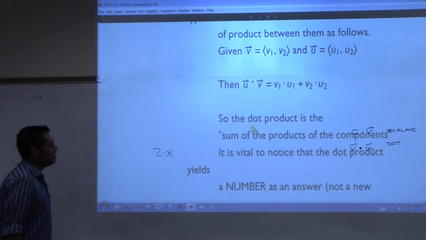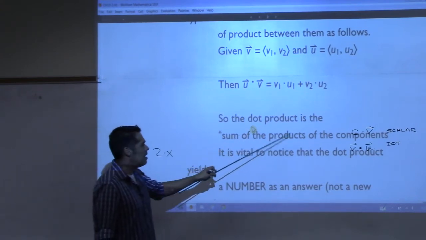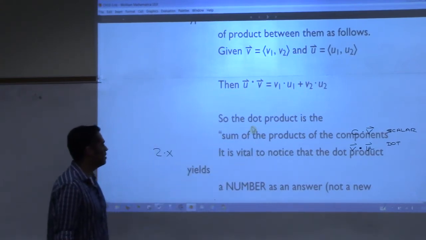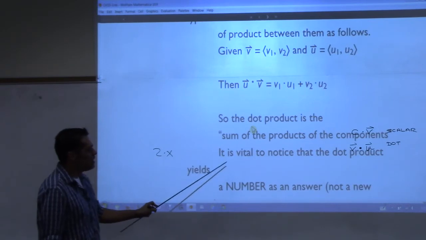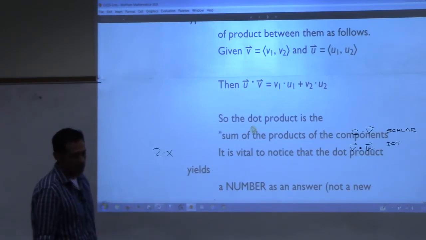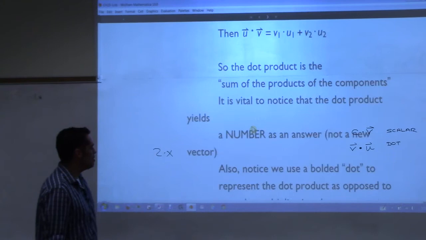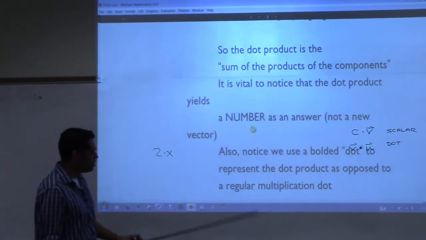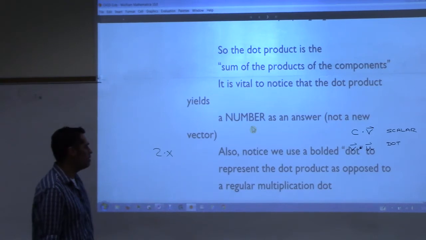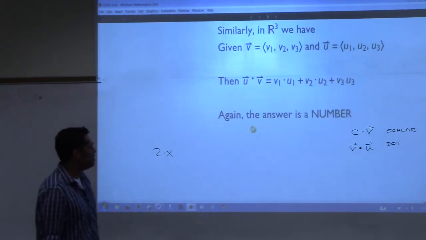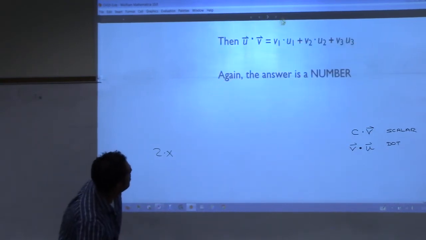So the dot product is the sum of the products of the components of the vector. It's vital to notice that the dot product yields a number as an answer, not a vector. We use a bold dot to represent the dot product as opposed to the regular multiplication dot. Okay, that's it for 2-dimensional dot products.